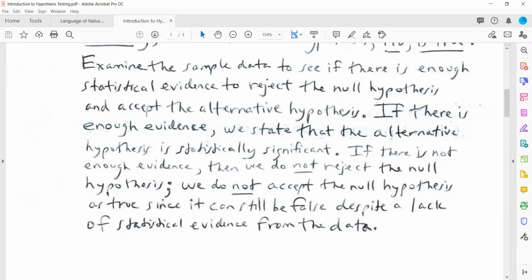Now, if there's not enough evidence, then we say there's not enough evidence to reject the null hypothesis. If there's not enough evidence, that doesn't mean that the null hypothesis is true. It just means there's not enough evidence to say it's not. Okay. And in last Wednesday's video, Dr. Williams and I also talked about the analogy of a criminal courtroom case.